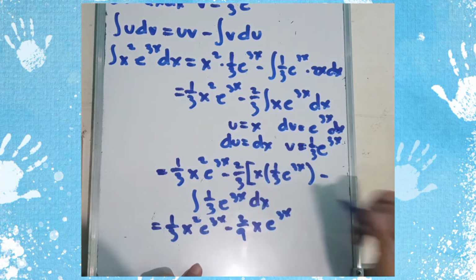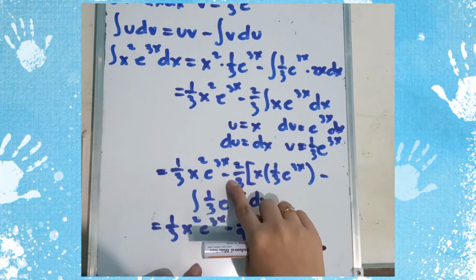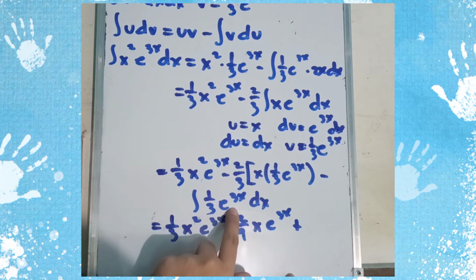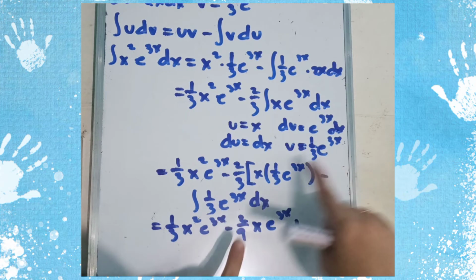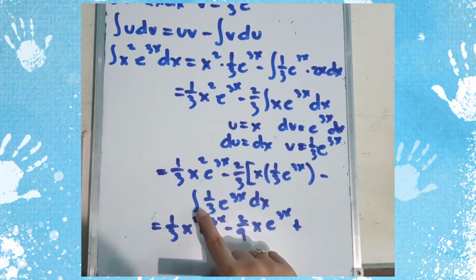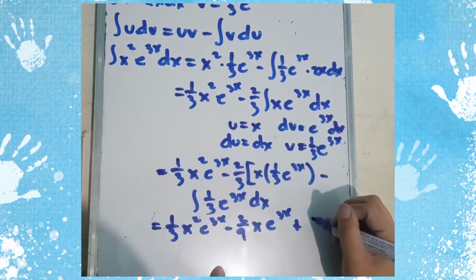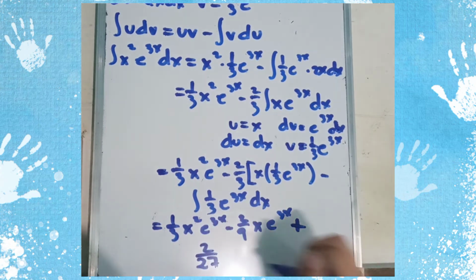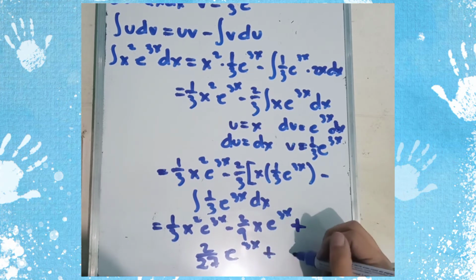That's correct, it's positive. Then that's 2/3 times 1/3, that's 2/9, and getting the integral of this one, that is 1/3 e to the power of 3x. So 2/3 times 1/3, that's 2/9 times another 1/3, that is 2/27 e to the power of 3x plus.